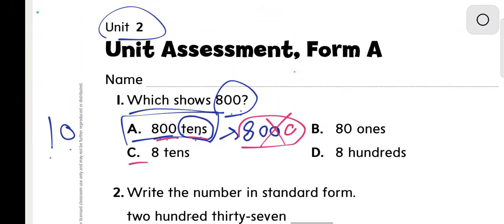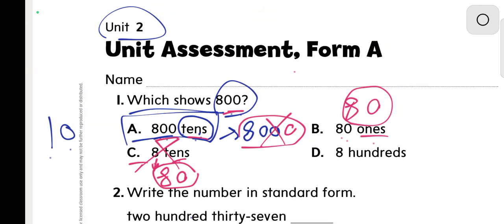Letter C, 8 tens. Let's solve it. We have to write 8. How many zeros in tens? Just 1 0, right? So we have to put 1 0. So the answer is 80. Is it 800s? No, so we can't choose it. 8 ones. Okay, write 8, and how many zeros in 1? No zeros in 1. So the answer is 8. Is this 800s? Of course not. So we can't choose it.